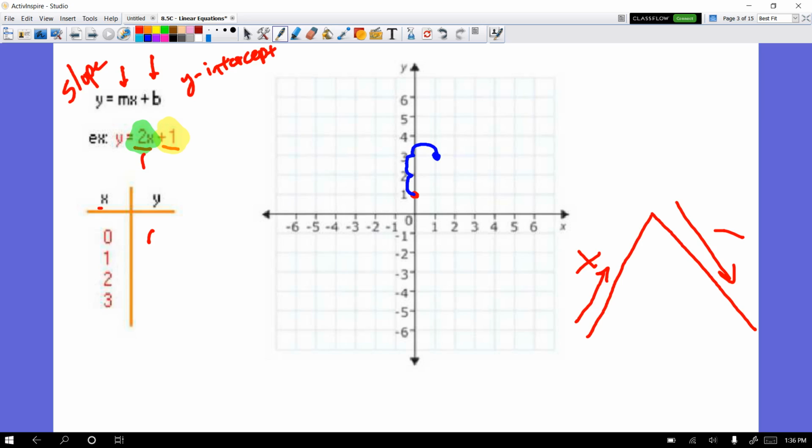Plot the point. Up 2 over 1, plot the point. Up 2 over 1, plot the point. You can see how this is making a line because this is a linear equation. In the word linear, the first four letters are line.